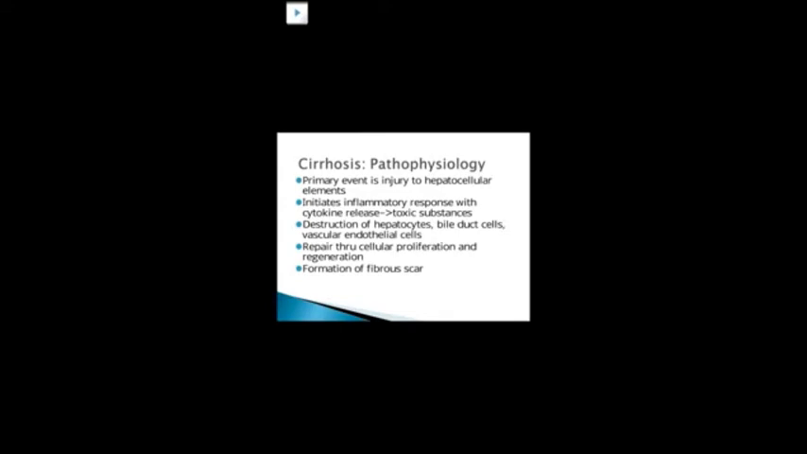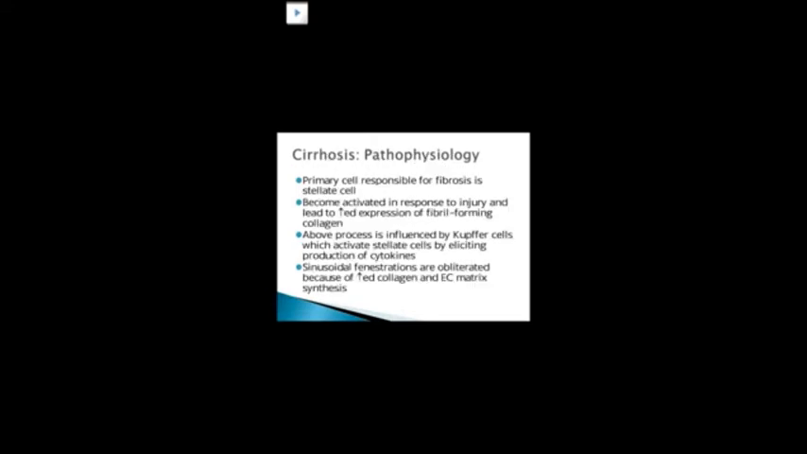So there is destruction of the hepatocytes, the bile duct cells, the vascular endothelial cells. Repair through cellular proliferation and regeneration. And then ultimately, formation of the fibrous scar. Primary cell responsible for fibrosis is stellate cells. That is the key word. Highlight it. Stellate cells become activated in response to injury and lead to increased expression of fibril forming collagen. So this is again influenced by Kupffer cells, which activate stellate cells by eliciting production of cytokines.